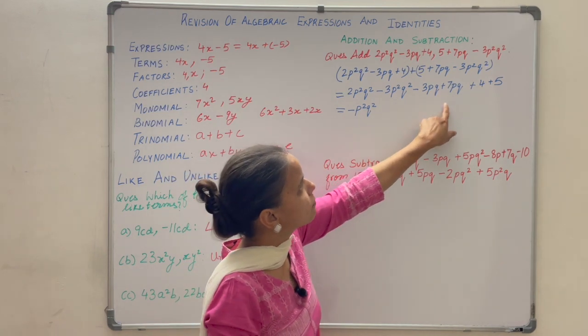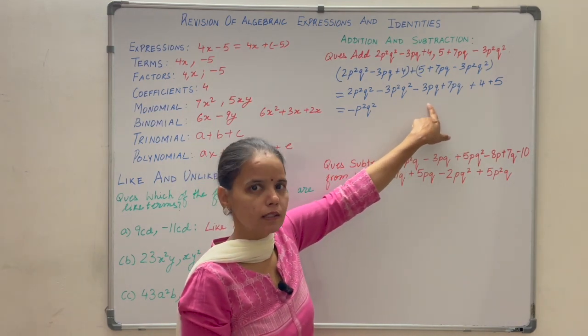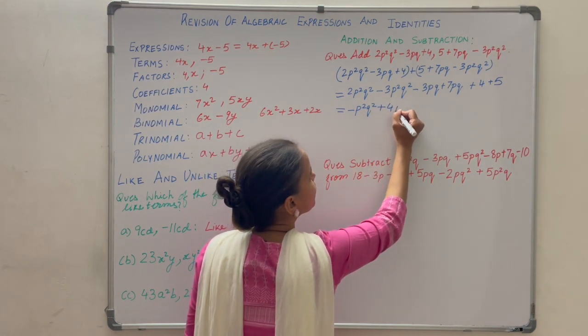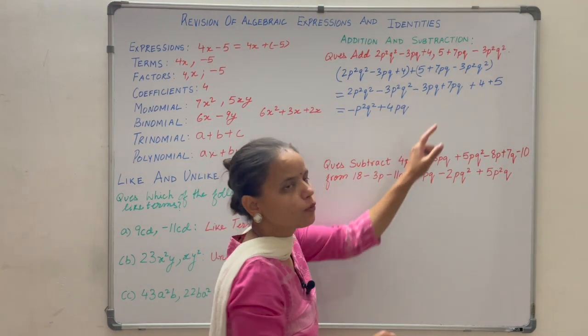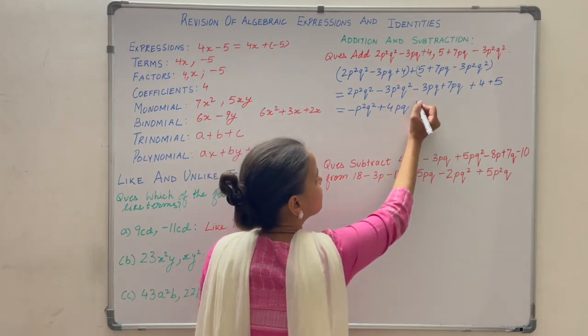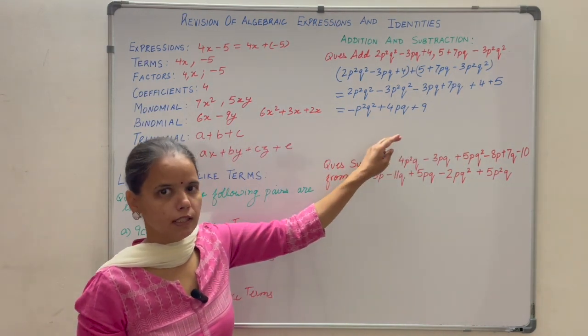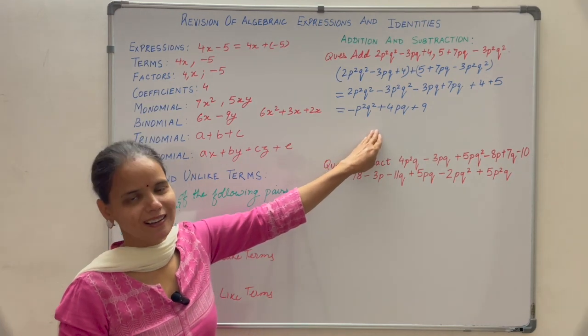Now minus 3 plus 7. So that is plus 4. So this is plus 4pq. 4 plus 5 is 9. So now there are no like terms to further simplify. So this is your answer.